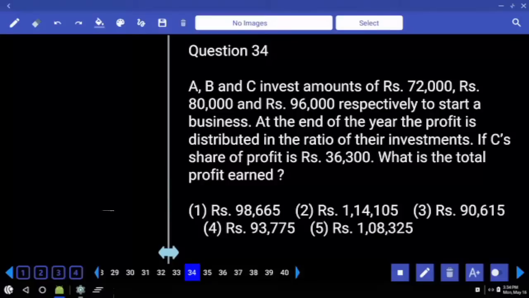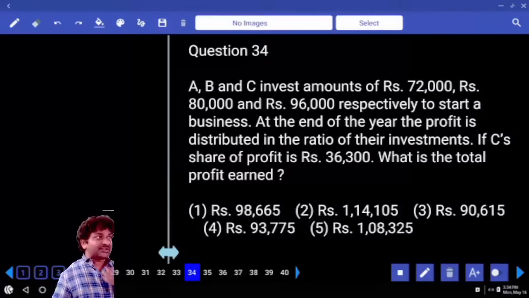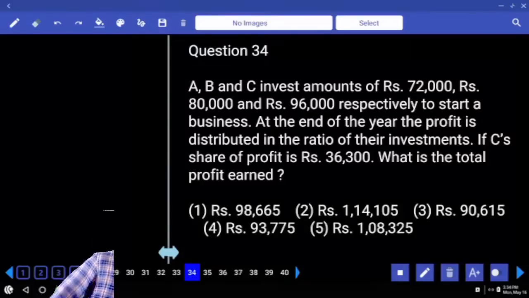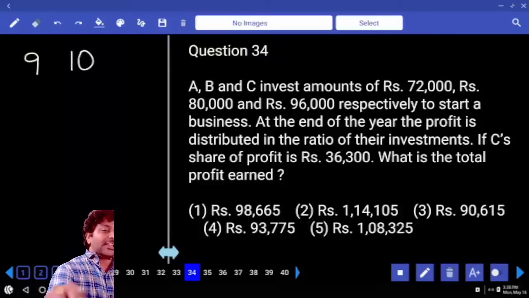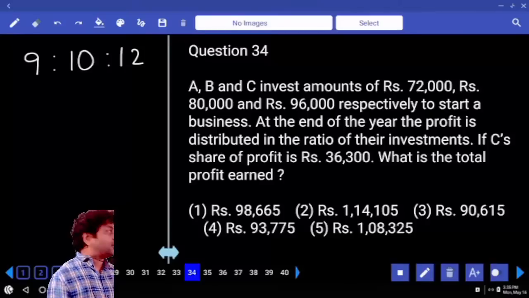Look at their investments. All the investments have 3 zeros in common, right? So you can now treat it as 72, 80, 96. 72 and 80, what is the difference? 8. So go with cancellation with 8. 8 how many times? 9 times, 10 times, 12 times. So the investment ratio is 9 is to 10 is to 12, correct?